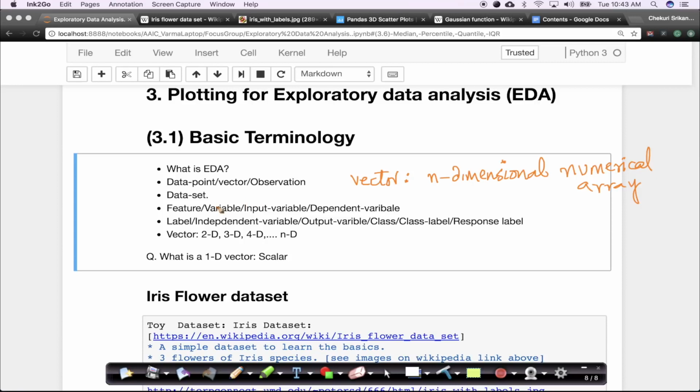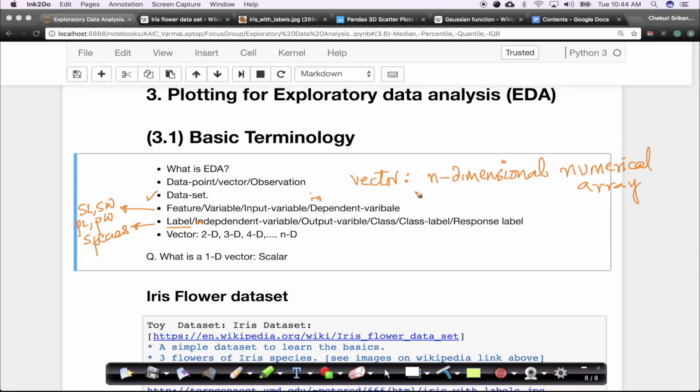So we have four variables here, right? Our data set is nothing but the whole table that we are given. Our features are nothing but your sepal length, sepal width, your petal length, and petal width, right? They're also called variables or input variables or dependent variables. Your class label, which is the species of the flower that it belongs to, can be called a label or a dependent variable. I'm sorry, there's a typo here. This is called an independent variable. And it can also be called an output variable or a class label, response label. There are tons of names for it, right?